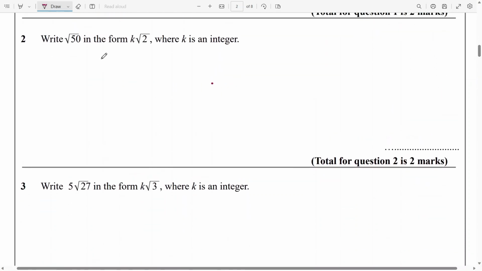Secondly, we need to write root 50 in the form of k root 2, where k is an integer. So we start with root 50, that is going to be written as root 25 times root 2, and root 25 is 5, times root 2. Again, this simplifies to 5 root 2.